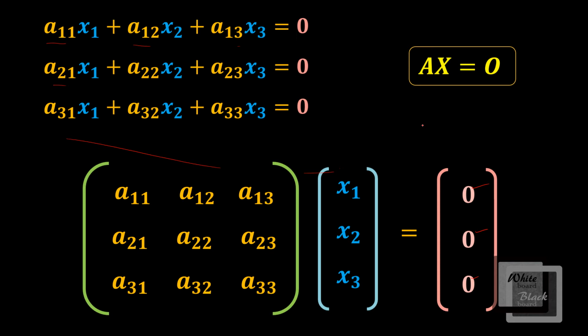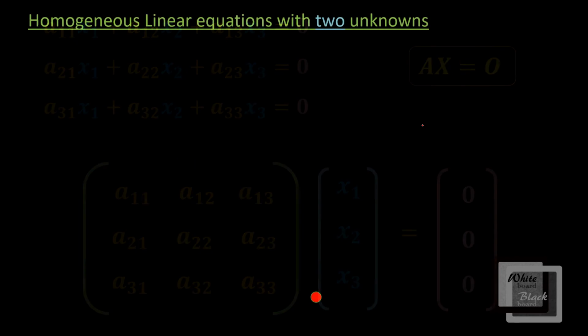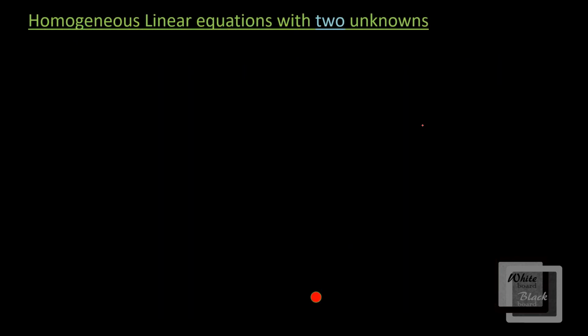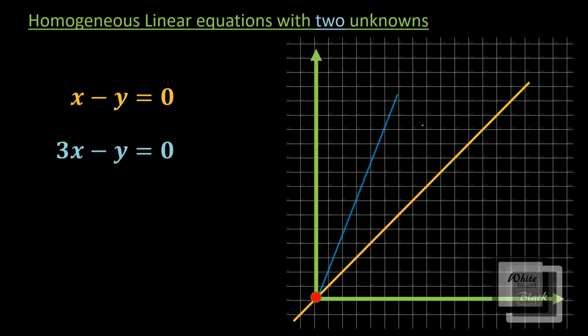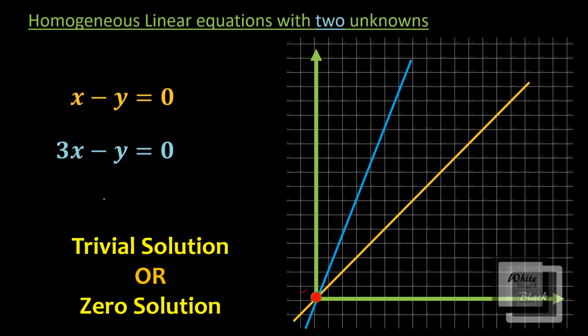Let us take an example of system of linear equations with two unknowns. I had already said that a homogeneous system of linear equations is that system which passes through origin. So as an example, I will take two lines: x minus y equals 0 and 3x minus y equals 0. Both of these lines pass through origin. So we can say that this system has a unique solution, also called trivial solution or zero solution. This system has only one solution, which is the zero solution.